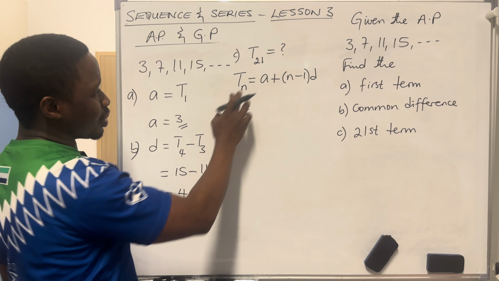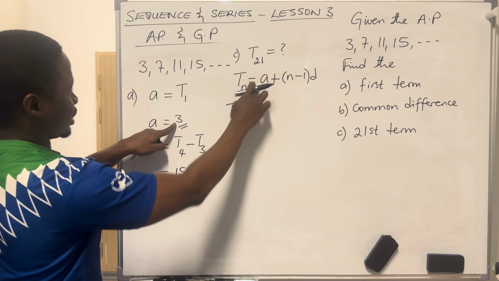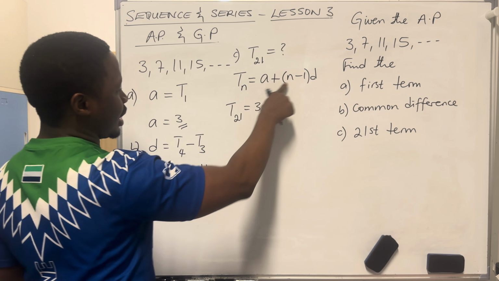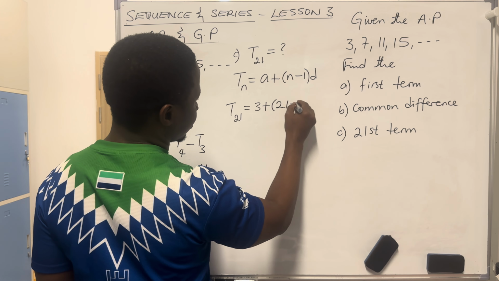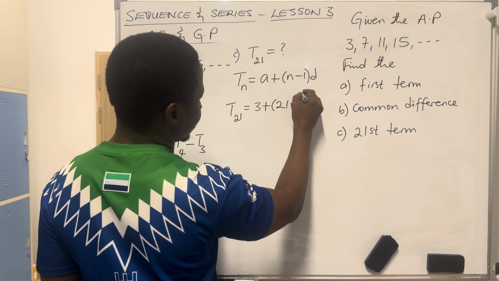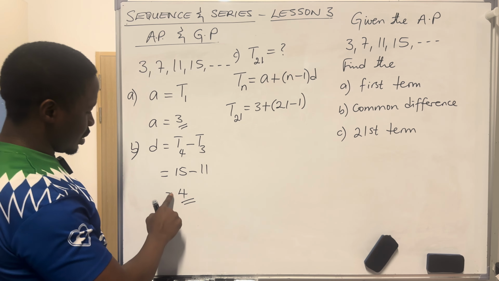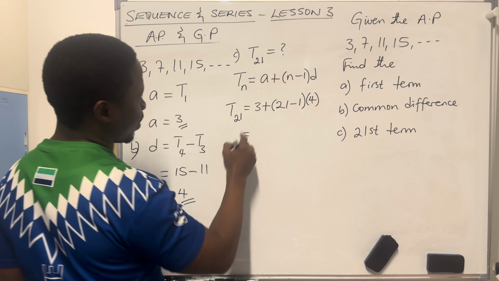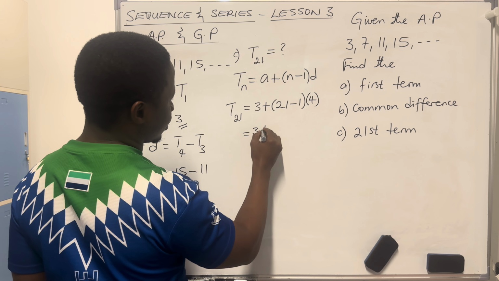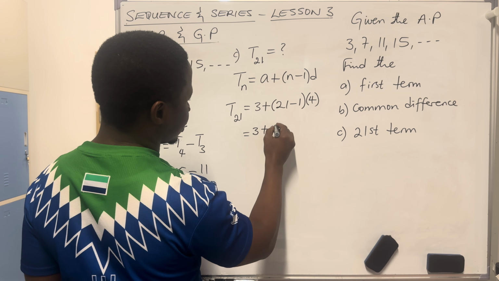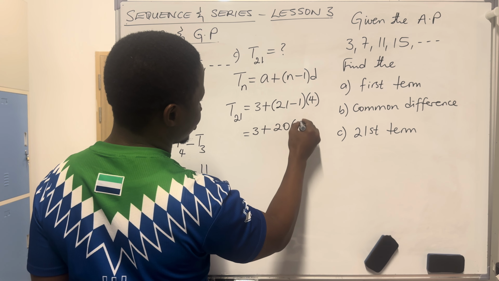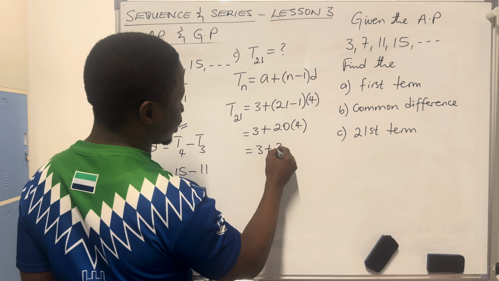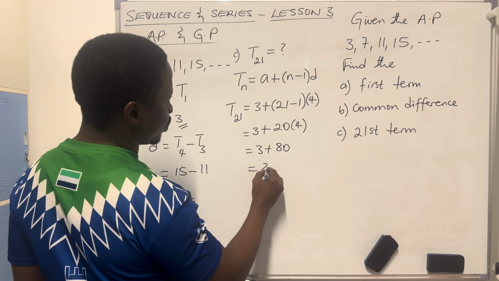To start with, what is A? A is 3. What is n? n is 21, minus 1. What is D? D is 4. So this is 3, plus 21 minus 1 is 20, times 4. So this is 3 plus 20 times 4, which is 80. So which is 83.